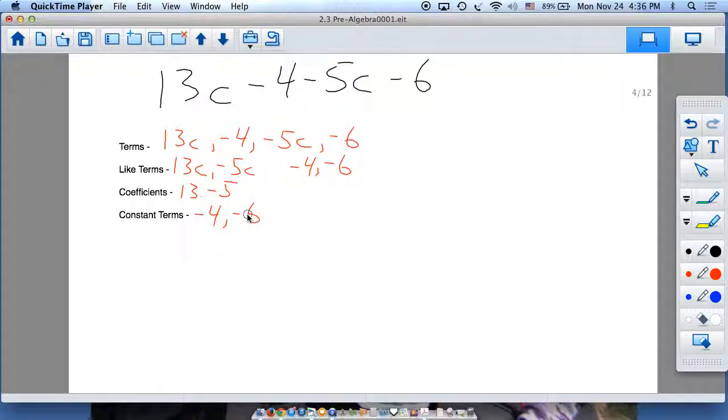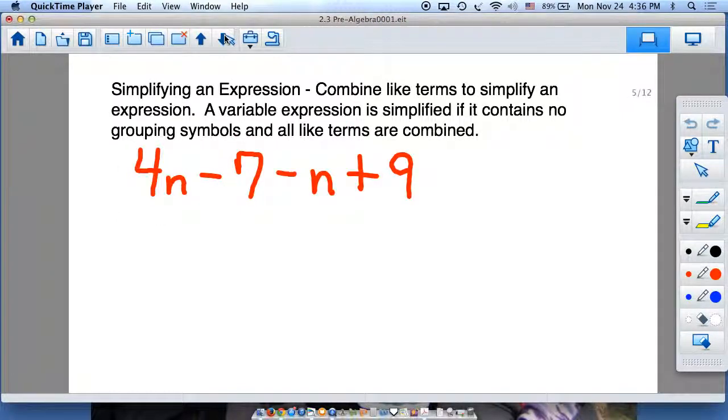Hopefully you did well with that, and you're starting to understand these vocabulary terms for this lesson of simplifying variable expressions. Now, as long as we understand those terms, we can move on to the next step, which is simplifying an expression. When we simplify expressions, we want to combine like terms to simplify it. A variable expression is simplified if it contains no grouping symbols and all the like terms are combined.